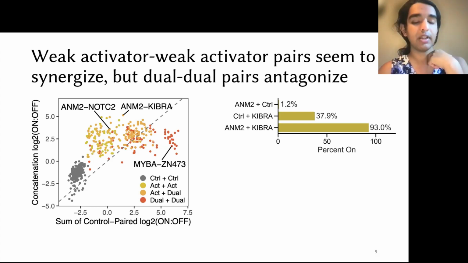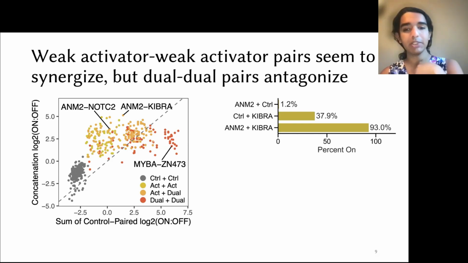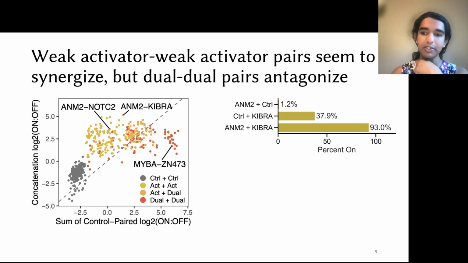We recruited them in low throughput to our reporter for a couple of days. We measured expression by flow cytometry. ANM2 on its own doesn't activate very much. Kibra on its own activates a decent amount. You put them together and you get a ton of activation. They work really, really well.